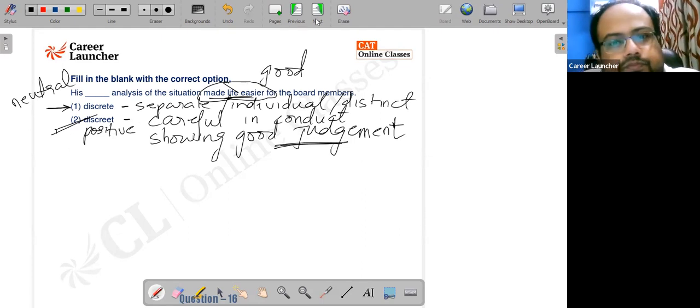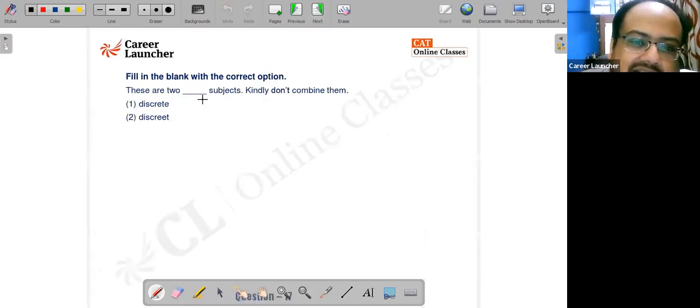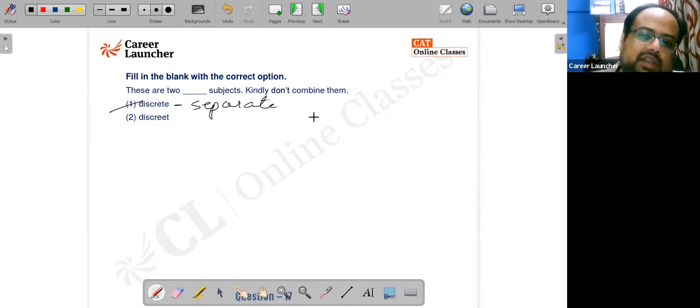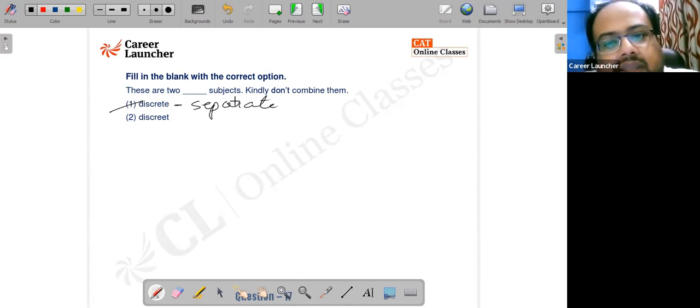In the next question, these are two dash subjects, kindly do not combine them. So if I am saying kindly do not combine them, what I am saying is these are two discrete subjects. That is basically these are two separate subjects, kindly don't combine them. So here it is the first option.